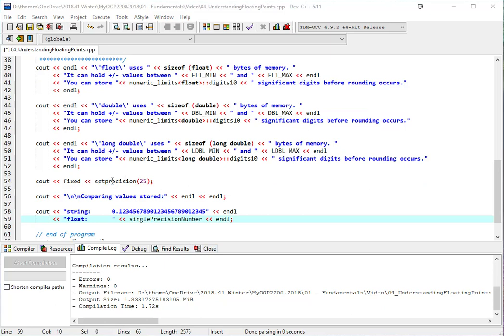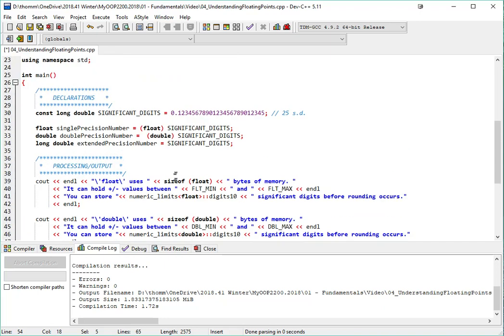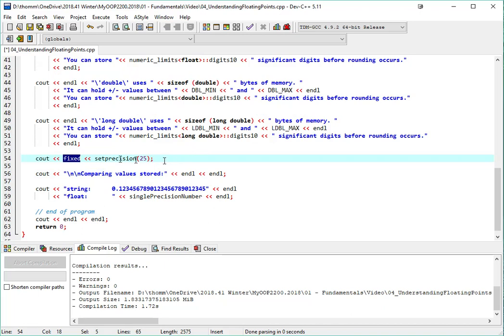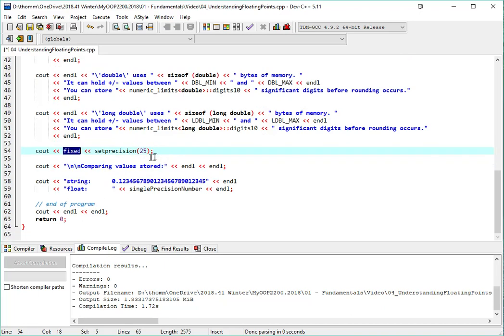So I'm just going to set my output so that it's in fixed notation, so I see all the numbers, and I'm going to set the precision to 25 decimal places, which is more than I need, right? So I think I only need, well, actually I might need 25. So we can do interactive stuff. We'll play around with that number maybe a couple of times, but that's for formatting.